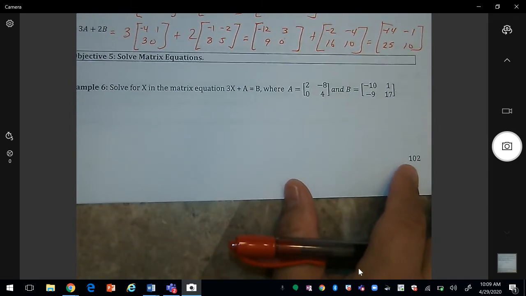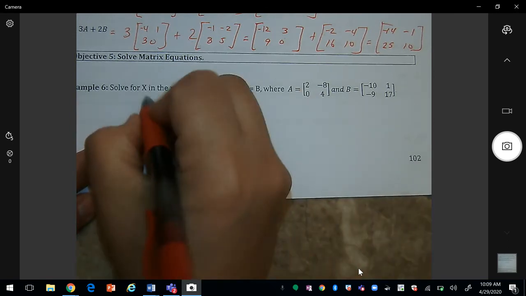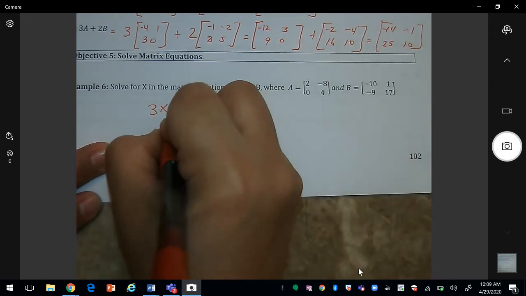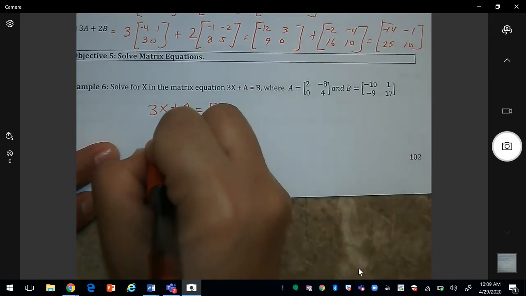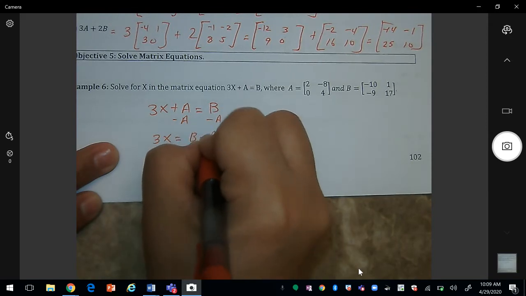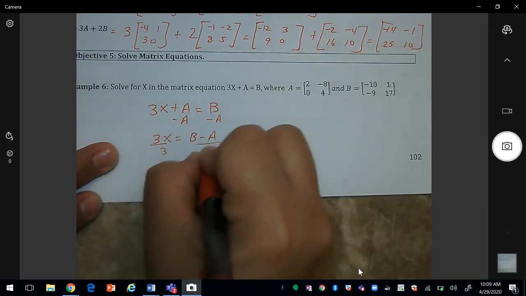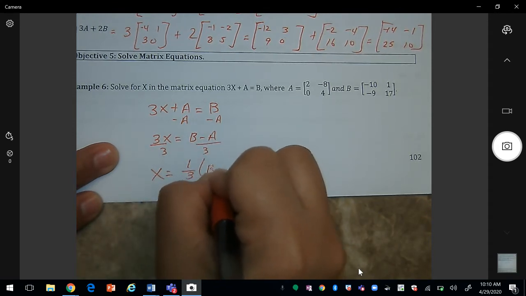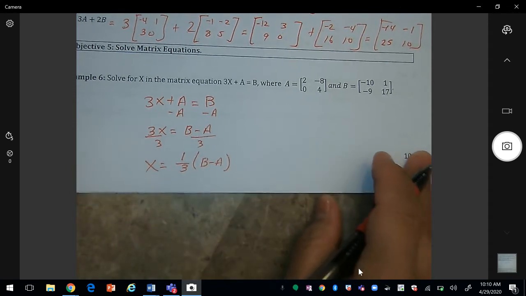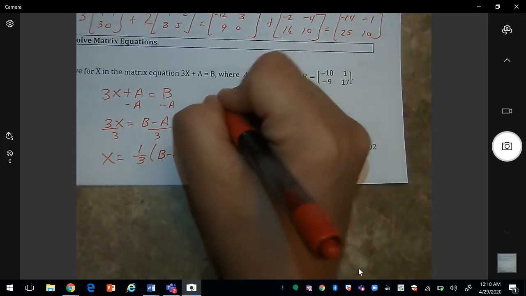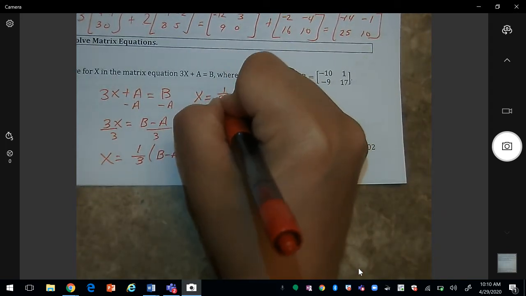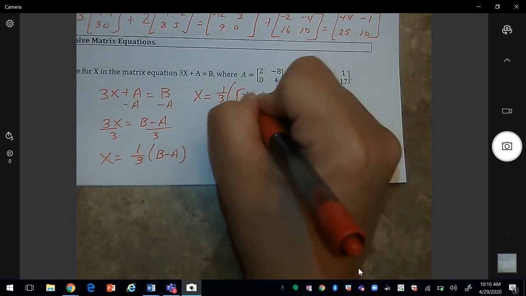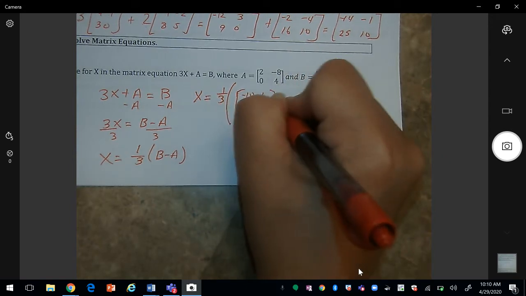Okay, so the next example, solve for x. So first we can look at this equation here and solve for x. So I'm going to subtract A. So we get 3x is equal to B minus A. And then I can divide by 3. So x is equal to 1/3 (B minus A). Okay, so now we can plug in what we have here. X is equal to 1/3 (B minus A).